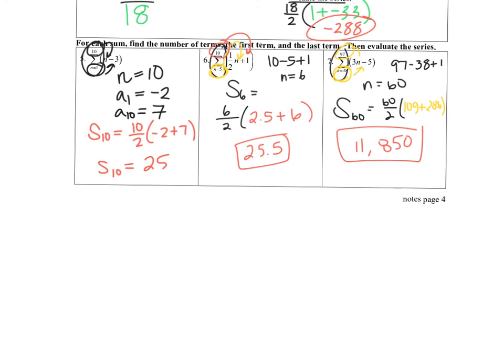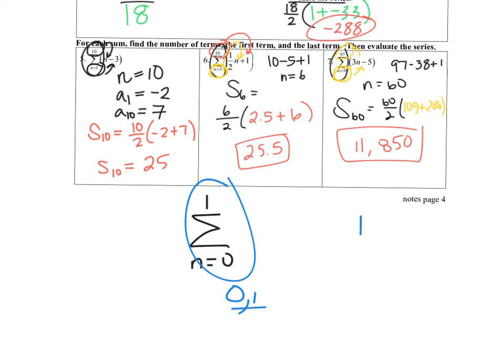So the reason that you have to add 1 is, I'll just do a simple summation. So if you have n equals 0 to 1, a lot of people will just think, oh, that's just 1, there's one term. But actually you're plugging in 0 and 1. So there's actually 2 terms in that sequence.